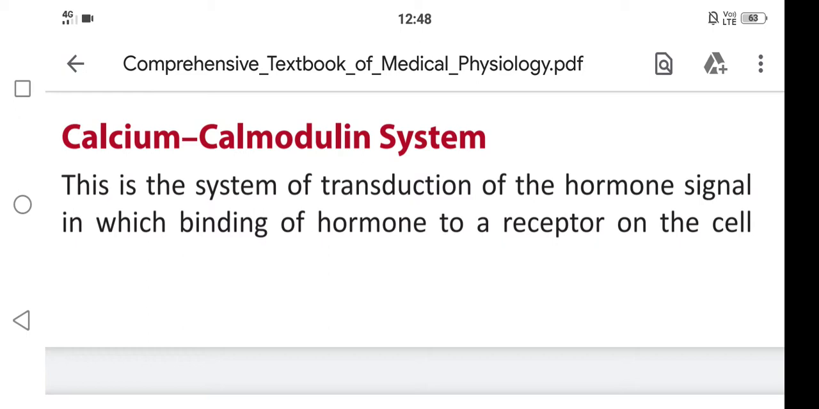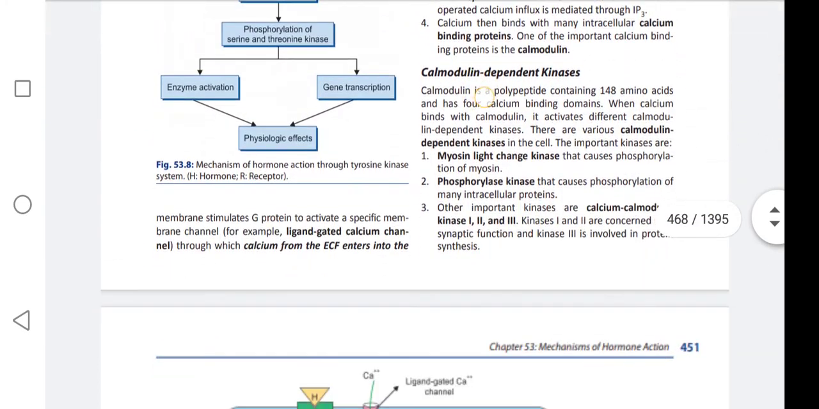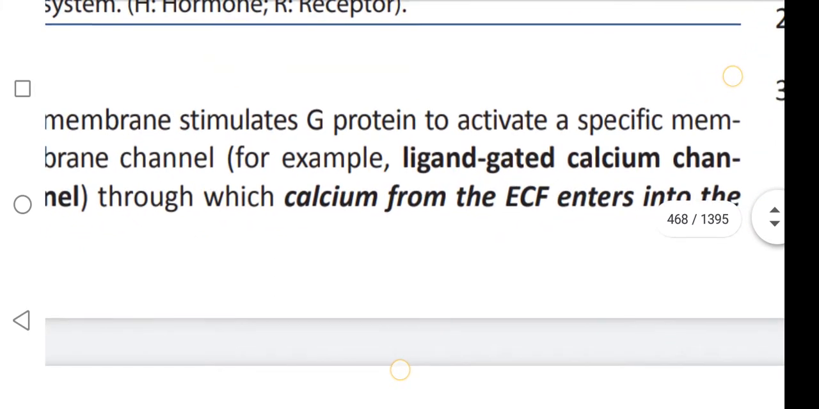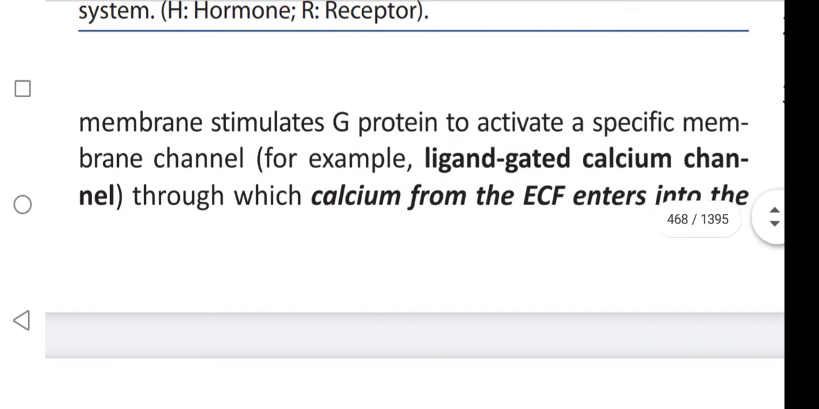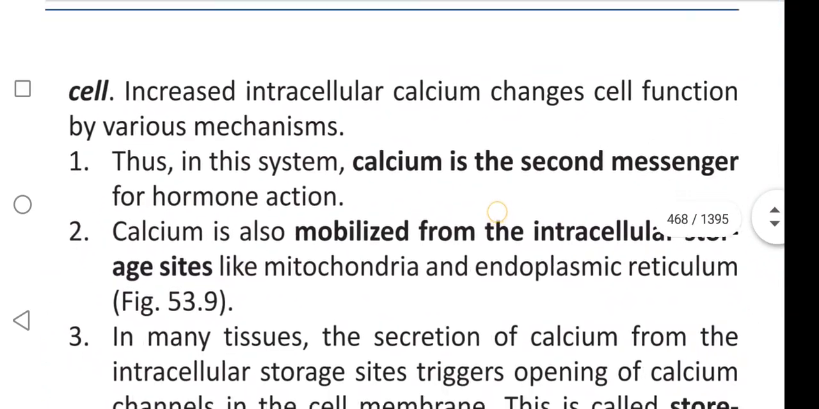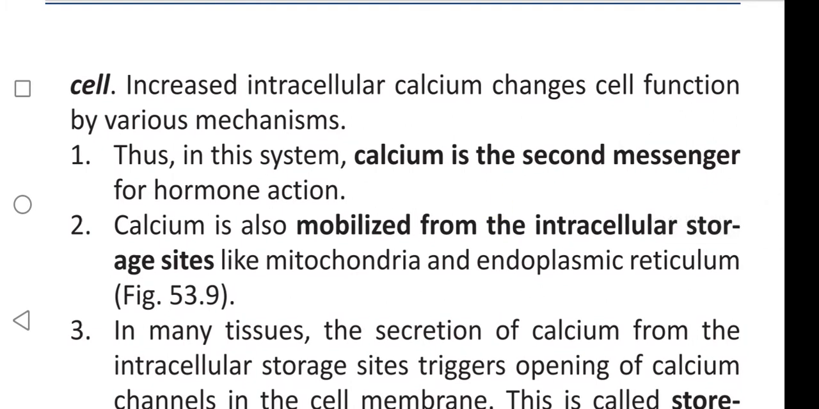This is the system of transduction of a hormone signal in which binding of a hormone to a receptor on the cell membrane stimulates the G protein to activate a specific membrane channel, for example a ligand gated calcium channel, through which calcium from the extracellular fluid enters into the cell. Increased intracellular calcium changes cell function by various mechanisms.